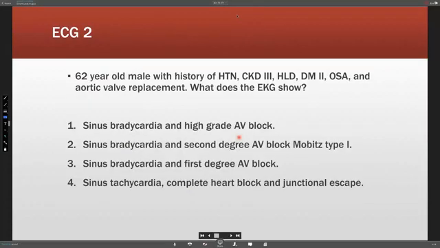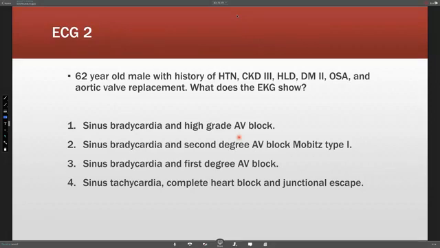Type your answer in the chat box. Okay, we have number 1. So Yousef, we're waiting for answers. What's the difference between choice number 1 and number 3? Maybe you mean choice number 4, high grade AV block and complete heart block? So I want to explain: high grade AV block is 2 or more dropped P waves. Exactly. Some people need to understand the difference. I was planning to also mention that.